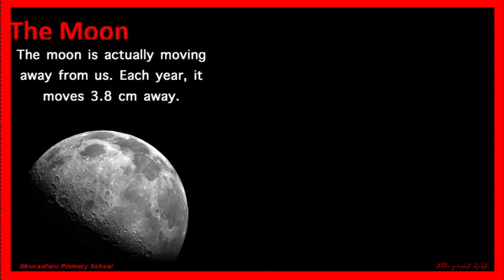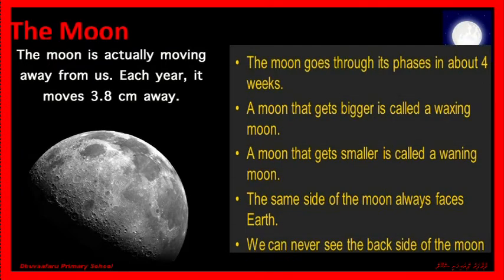The moon. The moon is actually moving away from us. Each year, it moves 3.8 centimeters away from us. The moon goes through its phases in about 4 weeks. A moon that gets bigger is called a waxing moon. A moon that gets smaller is called a waning moon. The same side of the moon always faces earth. We can never see the back side of the moon.